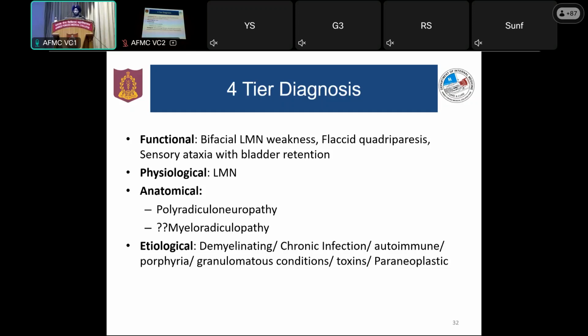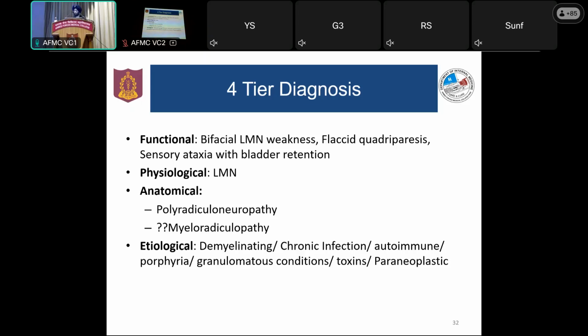Etiology can be demyelinating, chronic infections, autoimmune, porphyria, granulomatous conditions, toxins, and paraneoplastic. Yeah, just go back. After all these etiological conditions, which one would you still keep high on the cards? Demyelinating and porphyria and acute infection. Demyelinating as in GBS. So the red herring that we just discussed in the form of bladder dysfunction, and chronic infection. Which chronic infection? Lyme and HIV. Okay, but HIV is a possibility. Lyme is very rare. So you can theoretically keep it, but it should not be the first possibility.